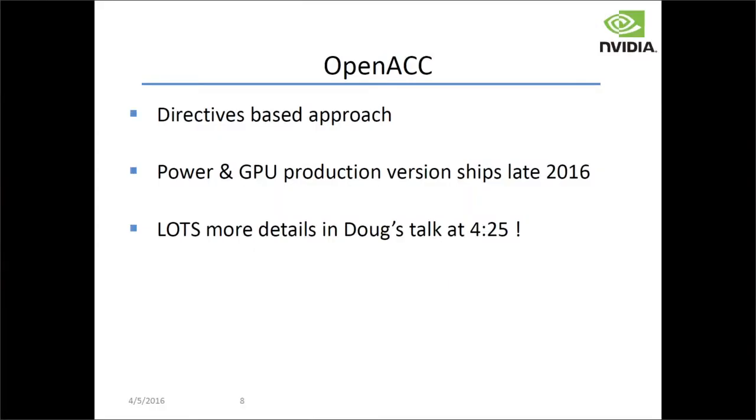OpenACC is always an option, and I believe Doug Miles will be talking a little later about the plans around OpenACC coming to Power. So I won't steal his thunder, but it's going to be an interesting option as well, primarily for scientific codes, but for some other codes as well. And again, it can take advantage of NVLink. It takes advantage of all these things in a very transparent way to the programmer.